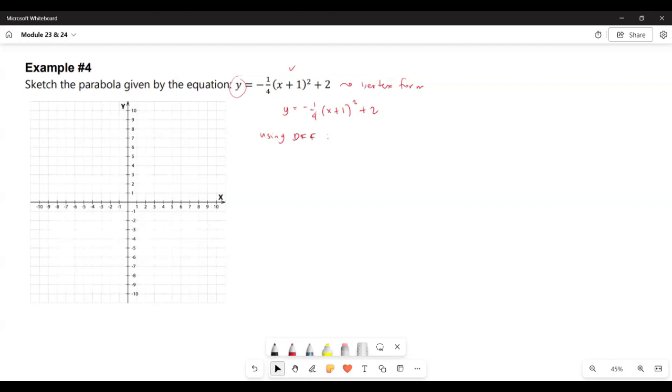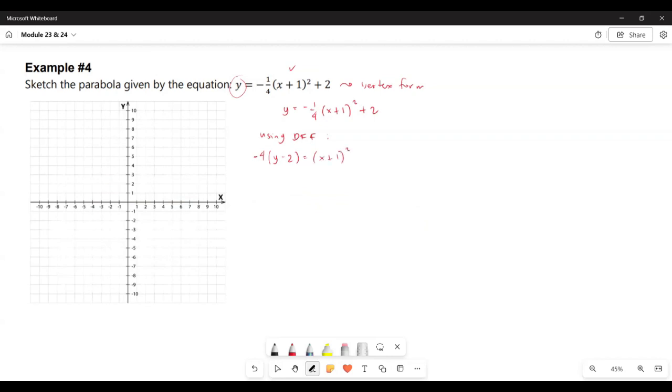Dapat almost same, or dapat same pala, hindi almost same, dapat the same. Okay? So you just transfer or transpose positive 2 from the right to the left side of the equation, then cross multiply. Okay, magiging 4y minus 2 is equal to negative, dapat ito ay negative din. Okay? And then, ito ay (x plus 1) squared.